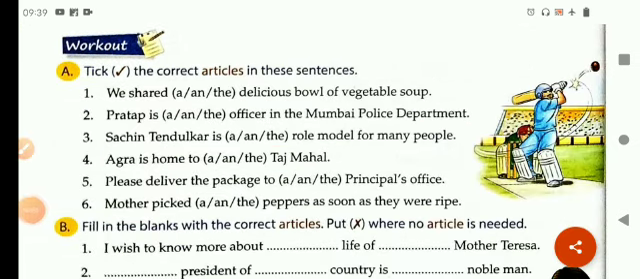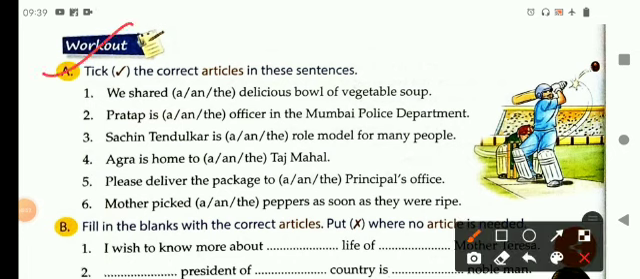Okay, now children, it's time to do the exercise based on these articles. The first one is to take the correct articles given in the sentences. You have two options. The first statement: we shared dash delicious bowl of vegetable soup. A is the right one. We shared a delicious bowl of vegetable soup. Pratap is an officer in Mumbai Police Department. Sachin Tendulkar is a role model for many people. And this way you can complete 4, 5 and 6.